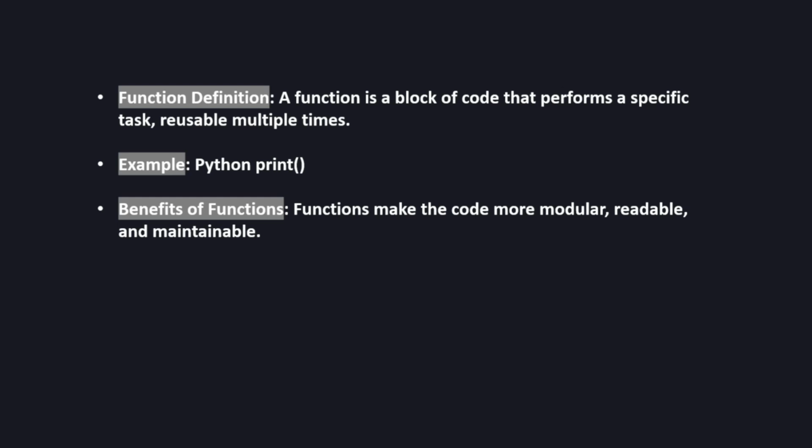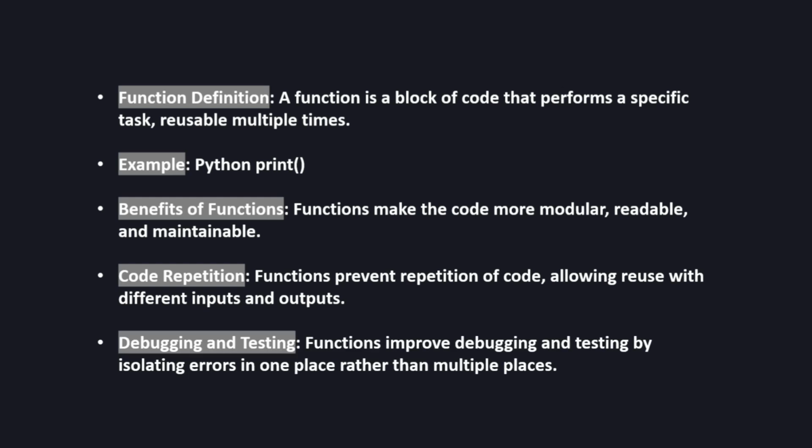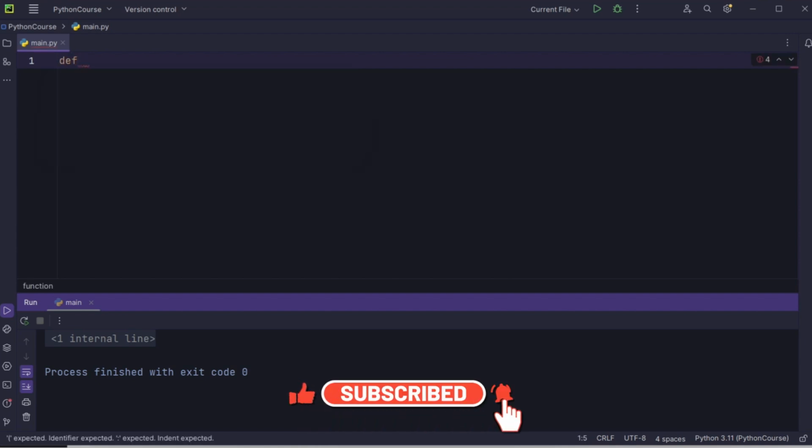Functions help to make the code more modular, readable, and maintainable by breaking down a complex problem into smaller and simpler subtasks. Functions also help to avoid repetition of code by allowing us to write the code once and use it many times with different inputs and outputs. Functions also help to improve the debugging and testing process by isolating and fixing issues in one place rather than in multiple places.